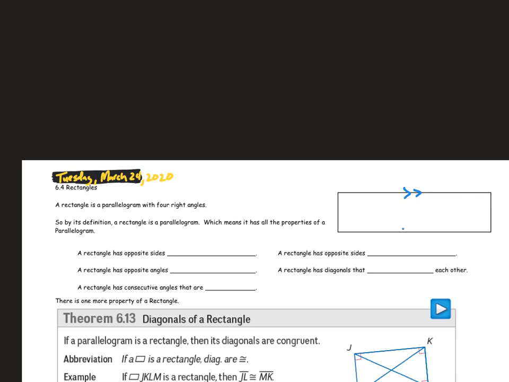markings of that of a parallelogram. So here I know that my opposite sides are parallel. So I have two pairs of opposite sides that are parallel. And it has to have four right angles. So I'm going to put in the four right angle boxes. So that lets me know that I have a rectangle.